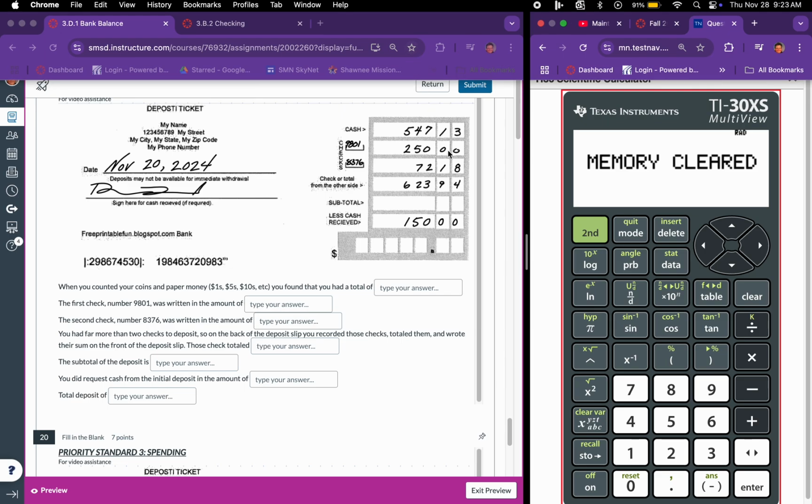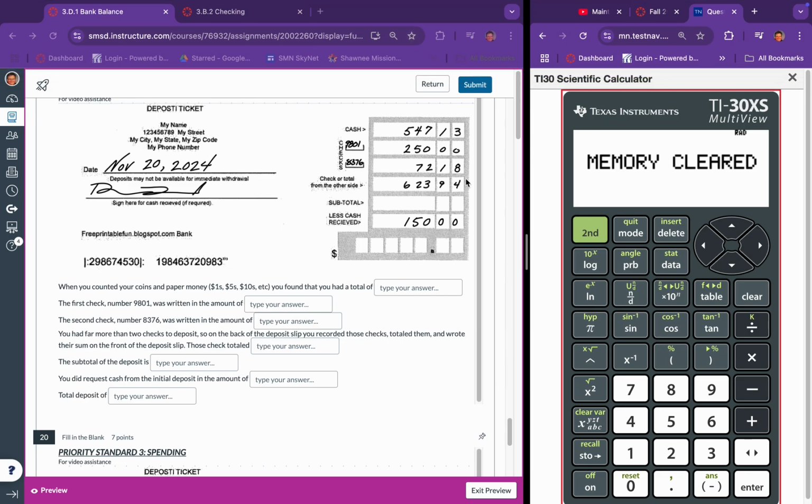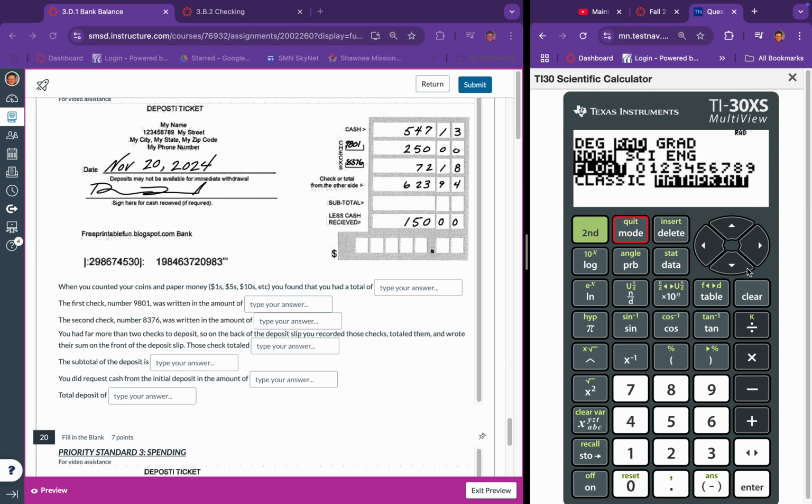Okay, friends, this video is going to be on how to complete a deposit ticket. We need to be in mode 2 here. All right, now we're ready to go. So here is a deposit slip. It's already been pretty much completed. You just have a little bit more to do.